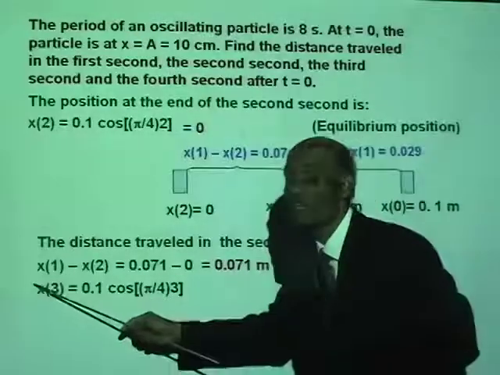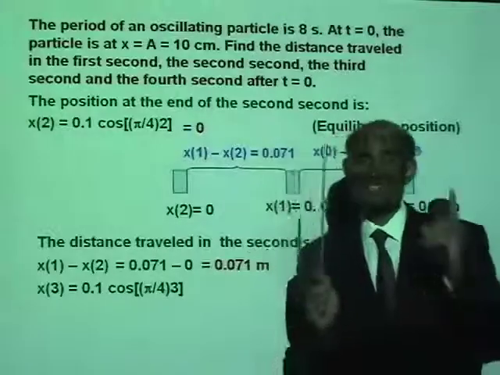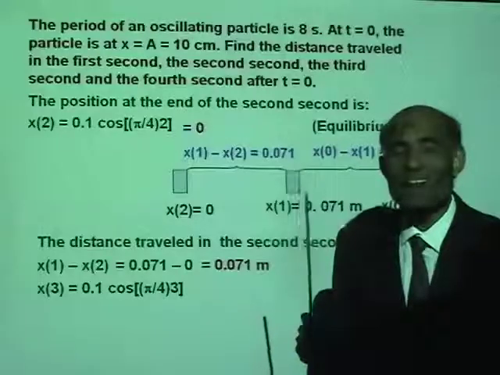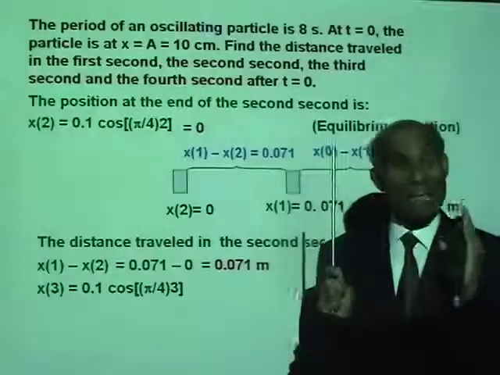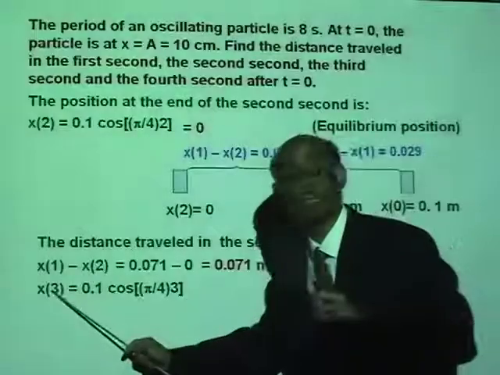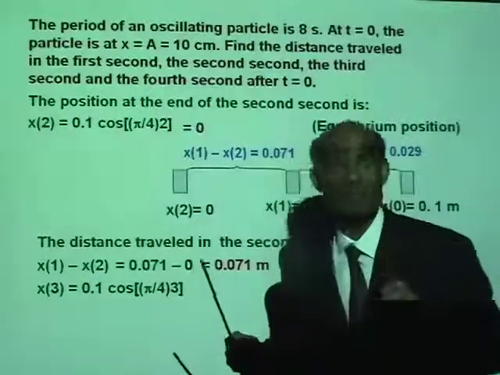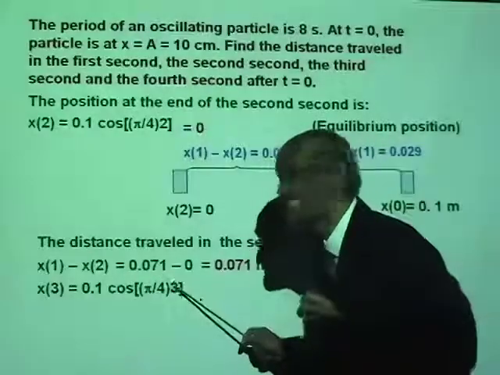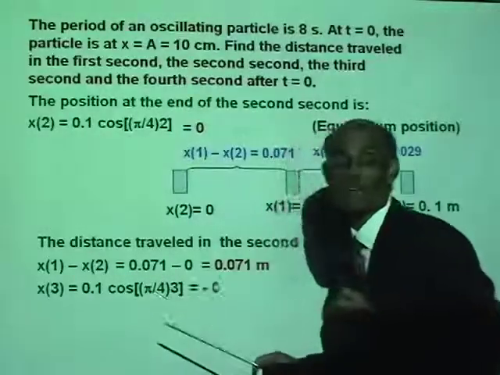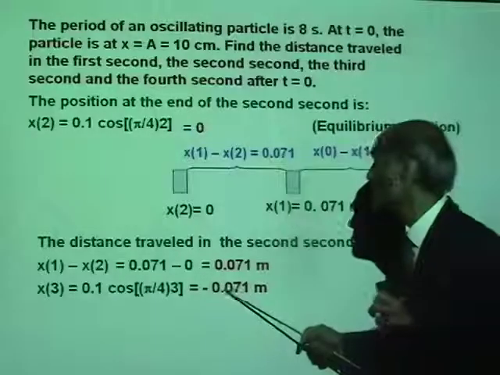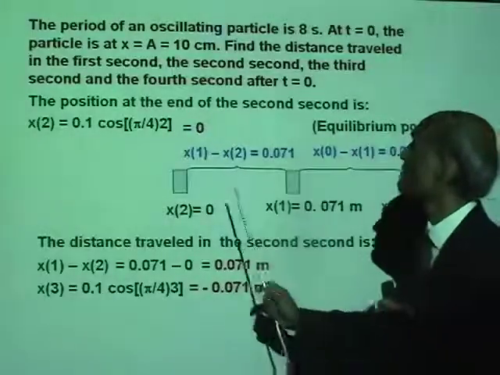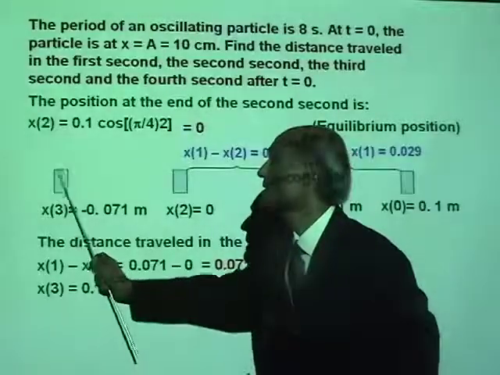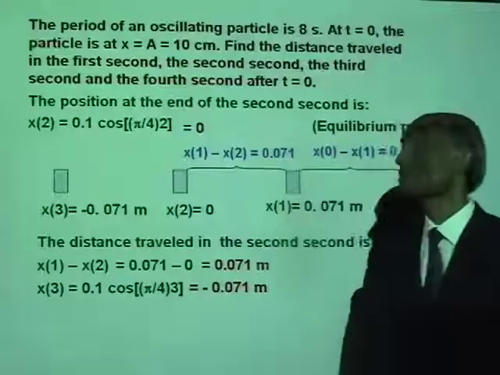Alright? Next we need to find the distance traveled in the third second and the fourth second. Now you must distinguish between distance traveled in the third second and position at the end of the third second. X of 3 gives you the position at the end of the third second. It will be 0.1 cos pi by 4 t, t is 3. And that gives me negative 0.071. So at the end of the third second, the object is here at negative 0.071.